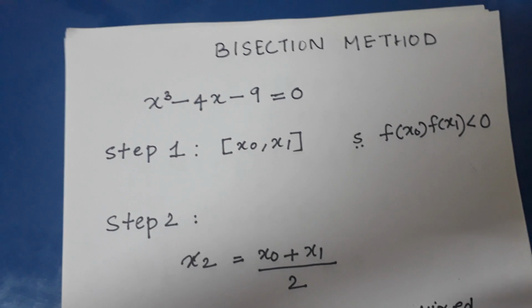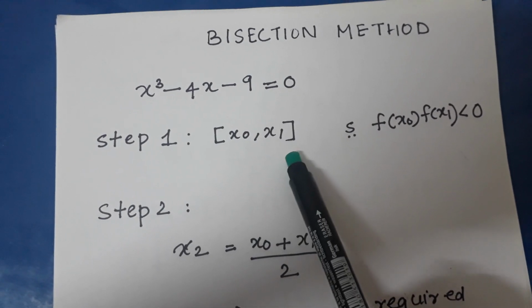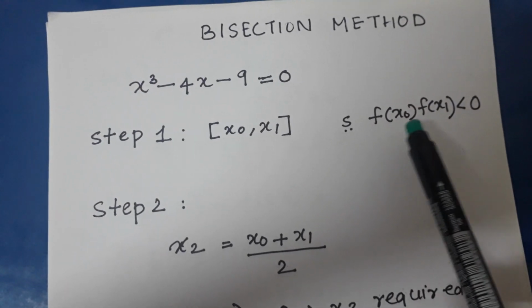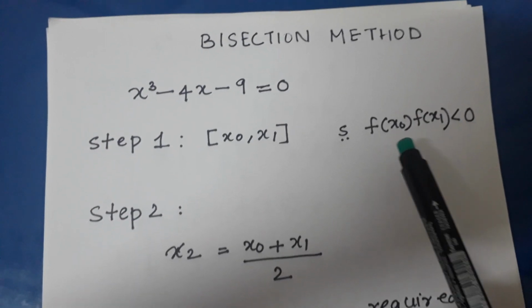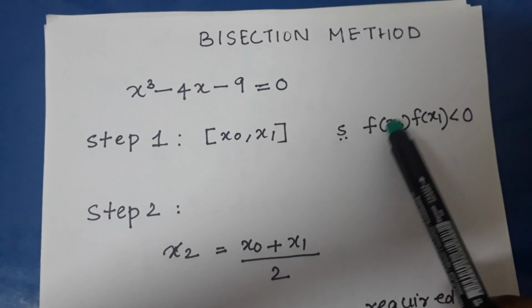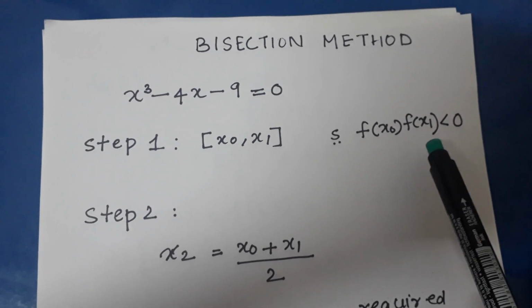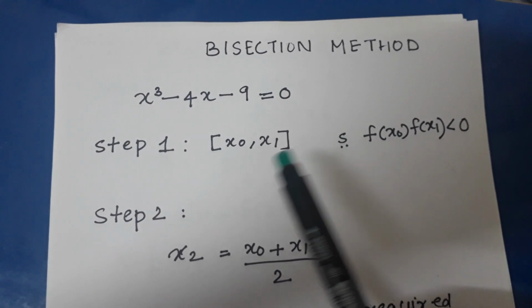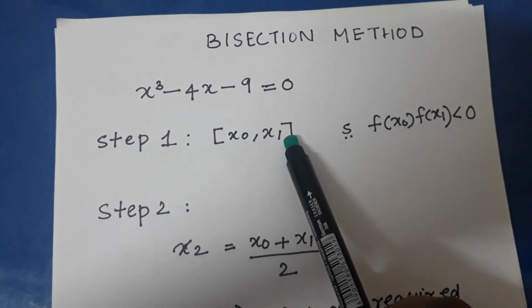In this method, first we have to consider an interval, say x0, x1, such that f of x0 into f of x1 is less than 0. This means that one of these values is negative and the other one is positive. This would imply that our solution lies within the interval x0, x1.